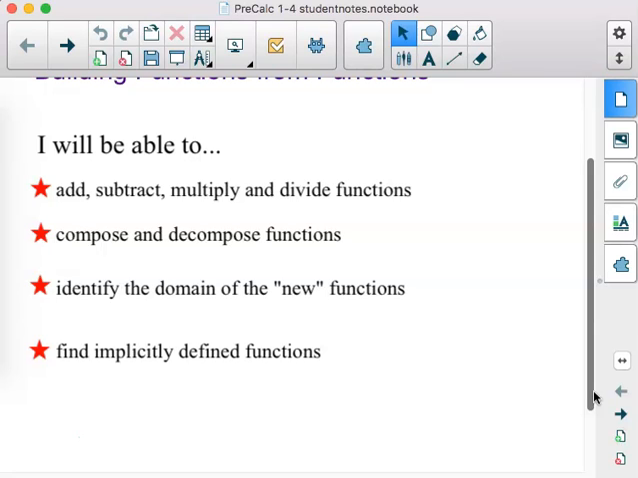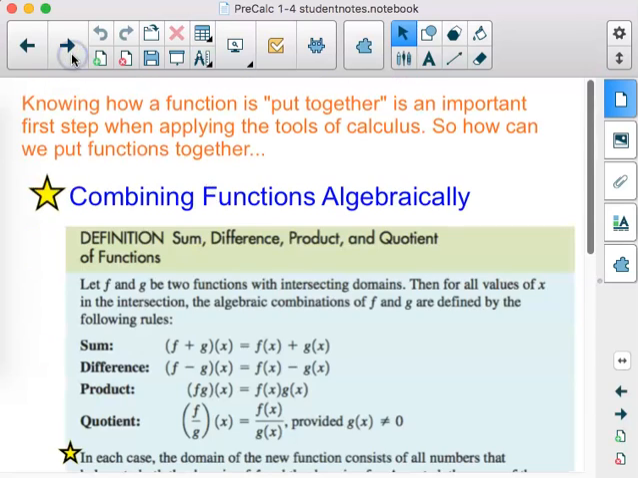Decomposing, that's going to be our second day. We'll have to come back to that. And finding implicitly defined functions, that's another one we'll have to wait for the second day to talk about. But we've got a lot of things to look at over the next 2 days. And we're going to start right here.